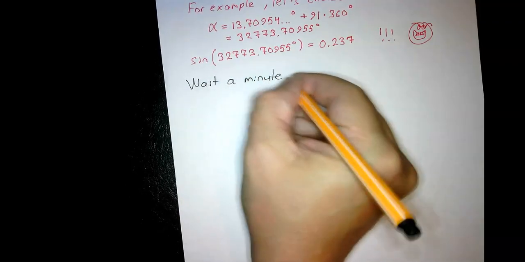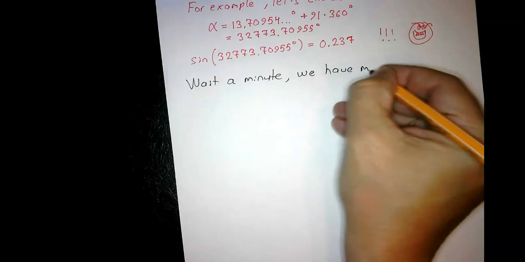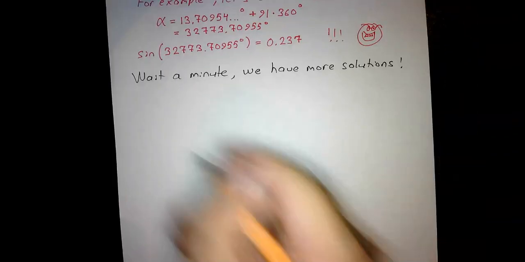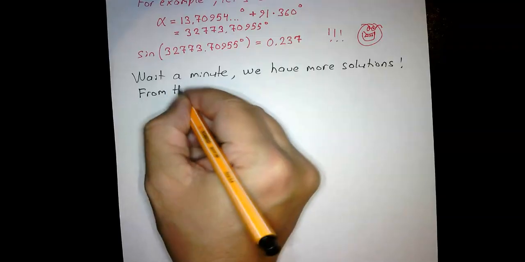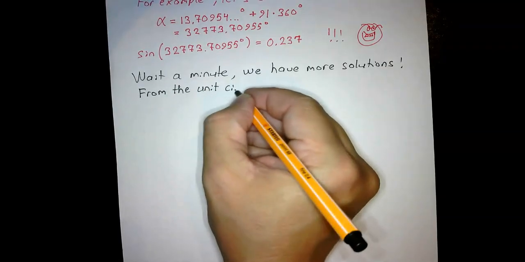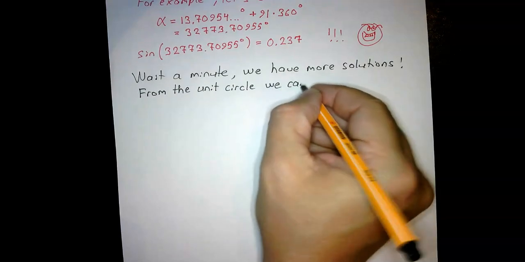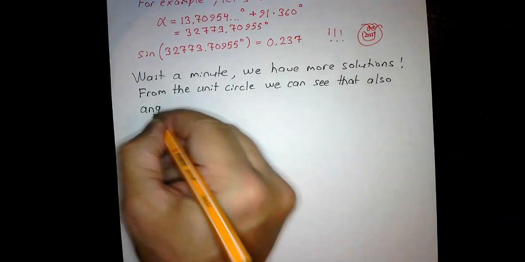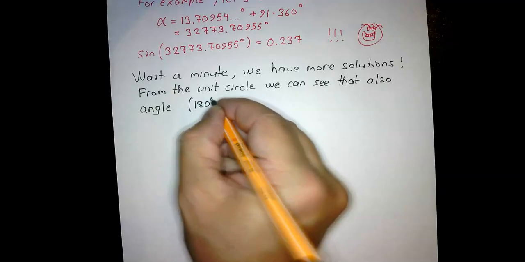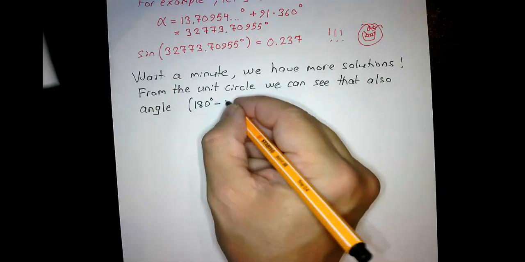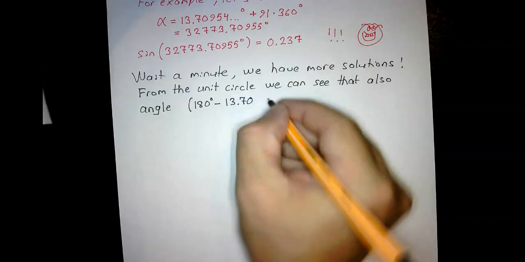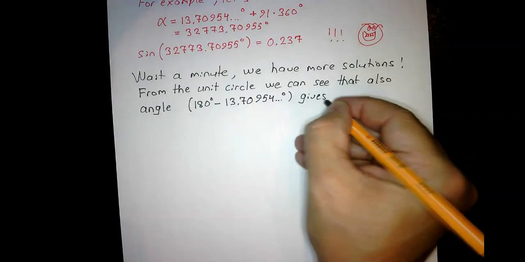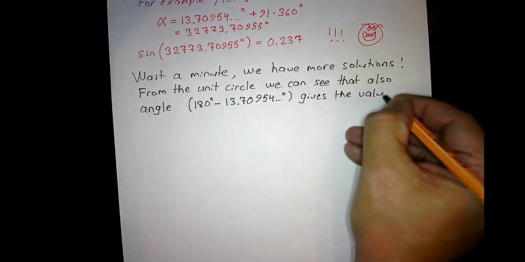Wait a minute. We have more solutions. From the unit circle, we can see that also the angle 180 degrees minus 13.070954 degrees gives the same value of sine.